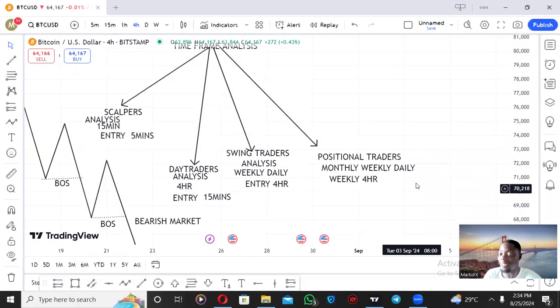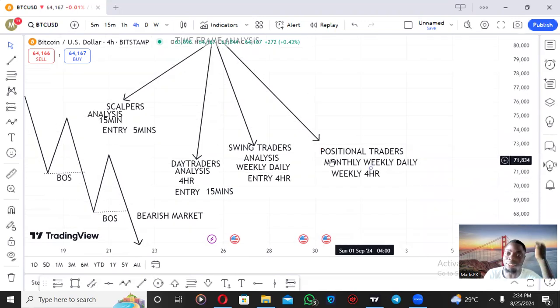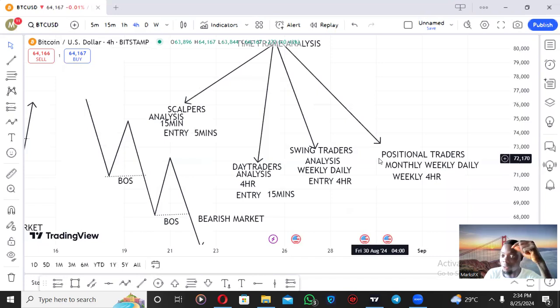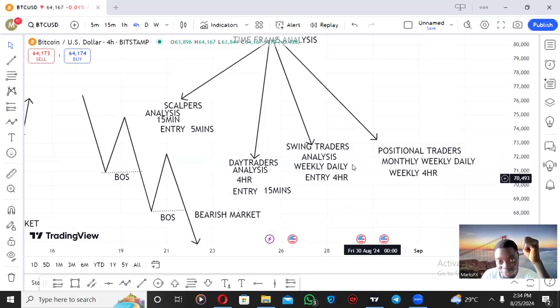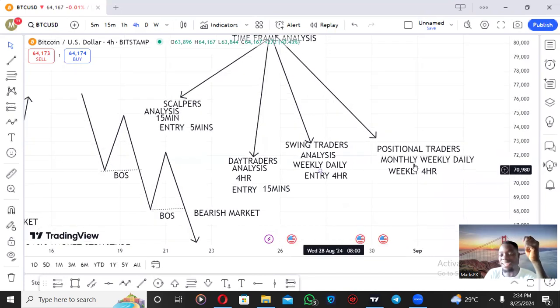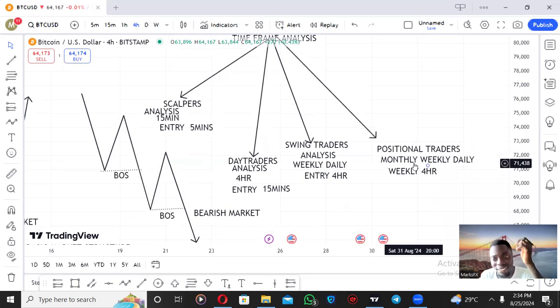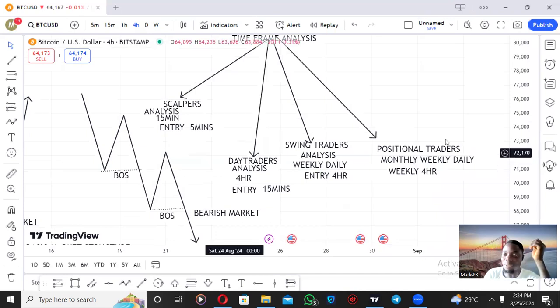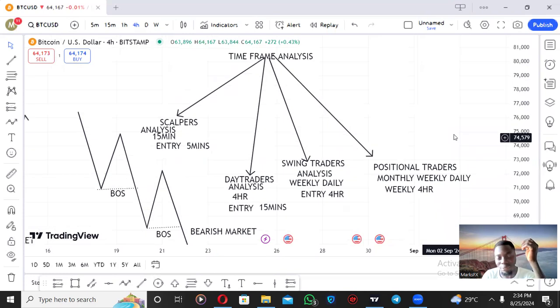Based on their technical capacity and all that, they analyze the monthly, weekly, daily, and then on the weekly, or sometimes even on the 4-hour time frame, as the case may be. So it will depend on the type of trader that you are and your patience. Remember that the higher the time frame, the higher the patience. I repeat, the higher the time frame, the higher the what? The patience.